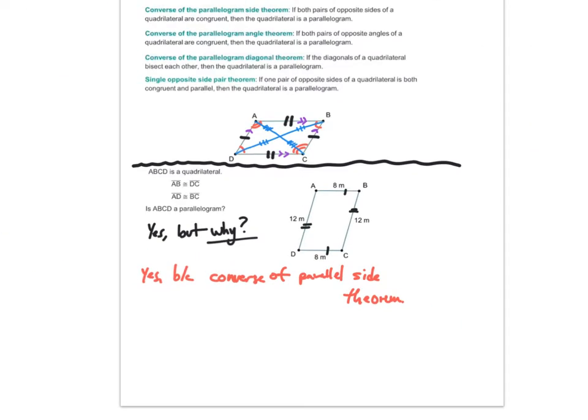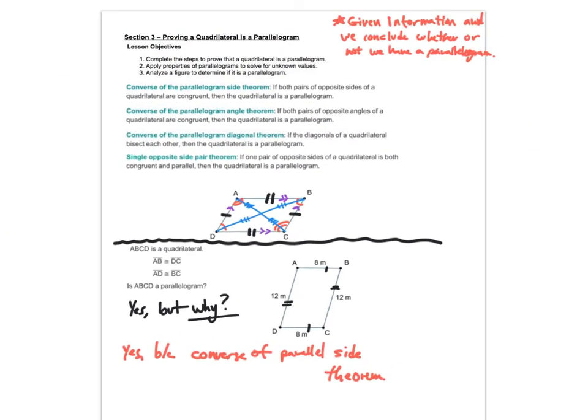So this section, guys, I'm going to be honest with you, is very, very similar to section 2. It's just going backwards. In section 2 you were given, hey, I have a parallelogram, here are all the things that I can say about that. But now you're given a figure with some facts, and you have to say, well, is it a parallelogram? So section 3 is pretty much just backwards from section 2. If you got section 2 pretty well, section 3 will go very easy.